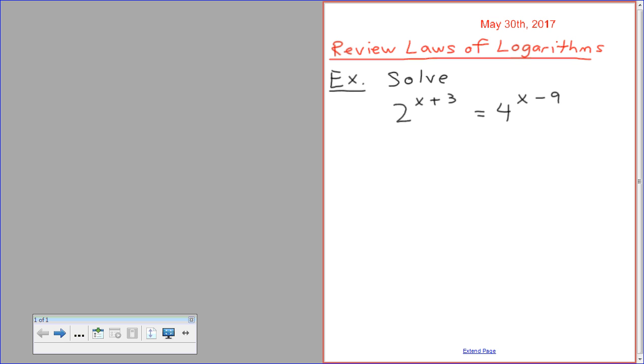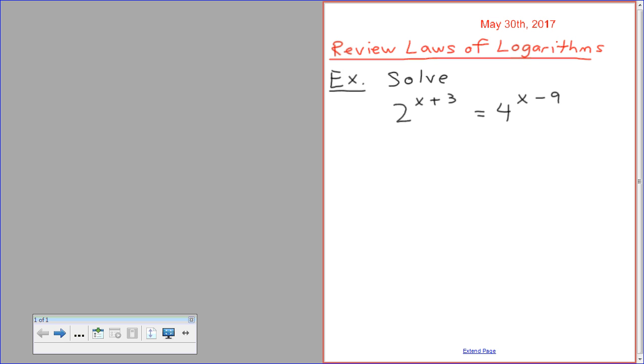Okay, let's start with a question like this. We're going to talk about logarithms and exponents today. This one hopefully will not be too difficult. You guys will definitely be able to do this. How do we solve something with different bases?